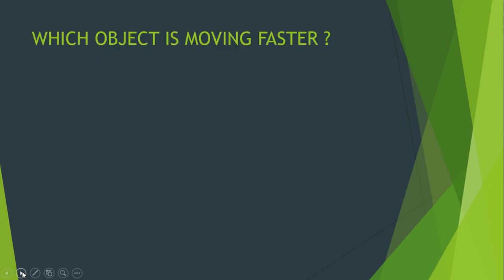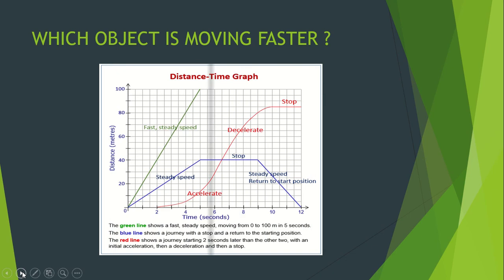Next one is, which object is moving faster? So here comes a graph. This is again a distance time graph. This graph is an exercise for you. You can see there are three different colored lines. The green line is for the first object, the blue line is for the second object, and the third line, the red line, is for the third object. So there are three different lines showing the distance time graph for all three objects.